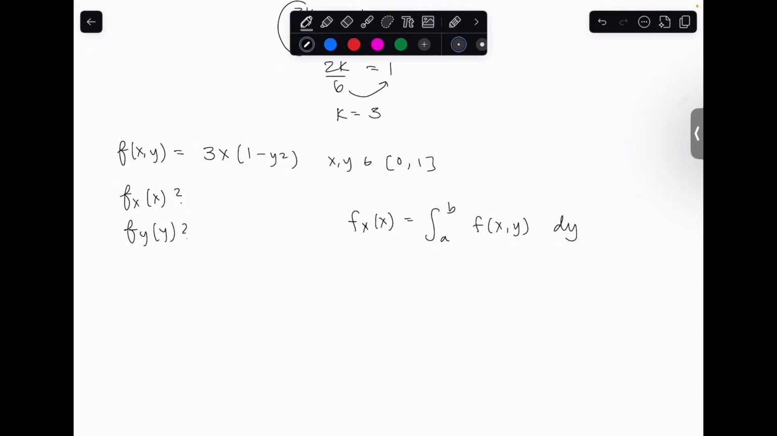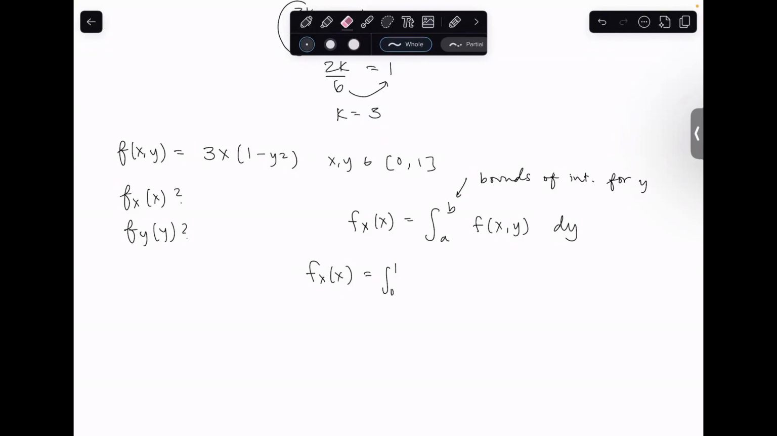So let's do that. So my marginal density function for x is just going to be the integral from 0 to 1. And these are going to be the bounds of integration for y, not x. Why is that the case? Well, because I'm integrating over y, not x, right? dy. So in this case, they're the same, but you might get a problem where they're different.